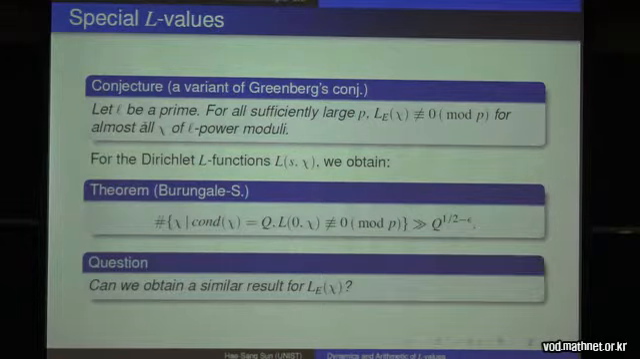Before that, let me explain several relevant questions for that general question. One is a conjecture by Greenberg, or a variant of a Greenberg conjecture. If L is some prime, then for all sufficiently large p, this algebraic value is non-vanishing mod p for almost all chi. In this case, the character has L-power moduli, so it means L-power period. So in this case, it is a conjecture and it is still open. I guess it is 50 years old or 40 years old.